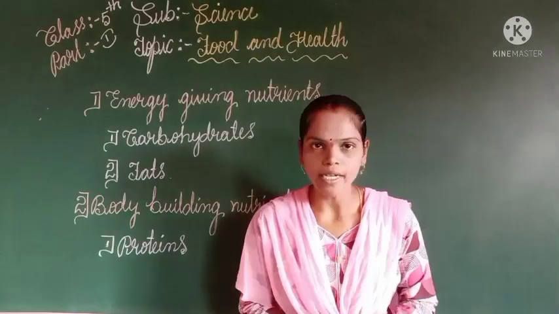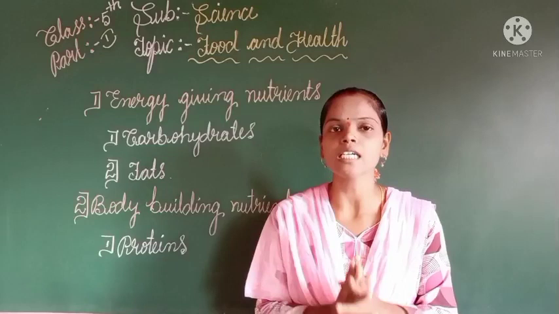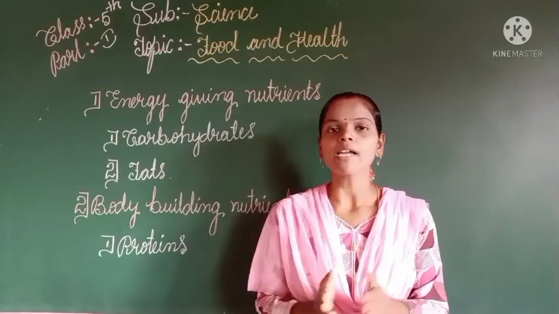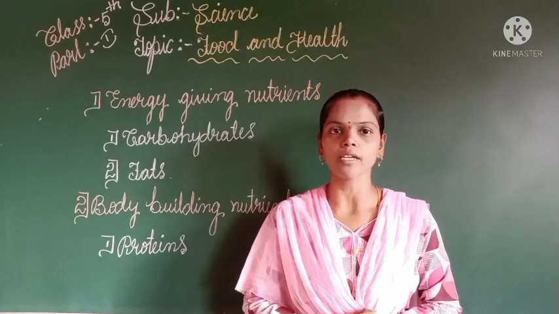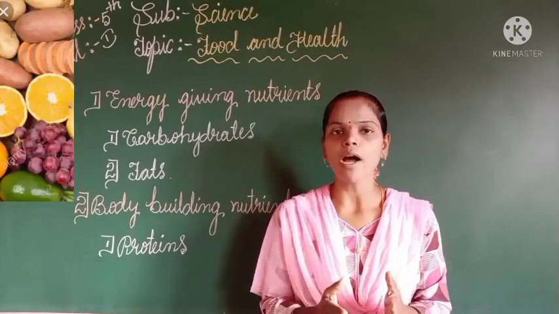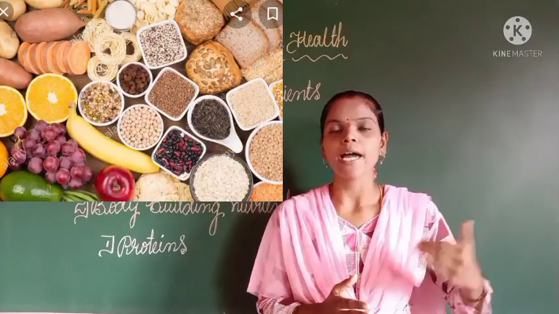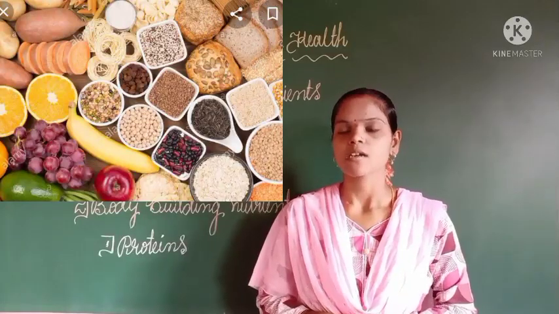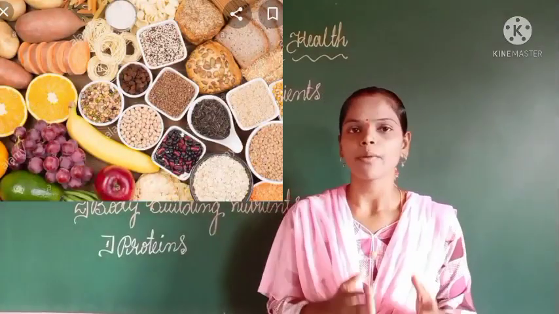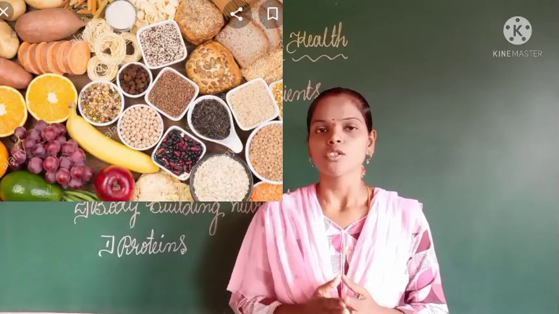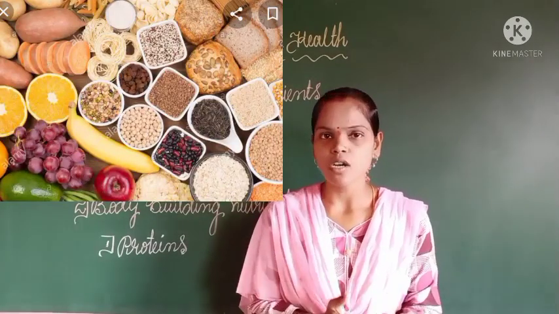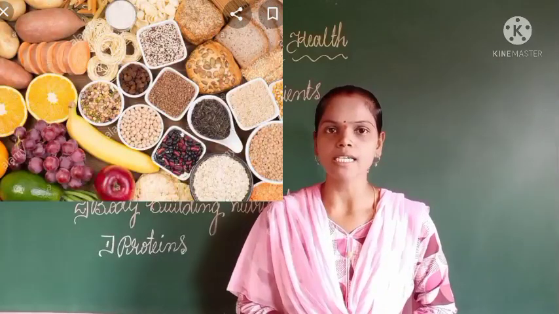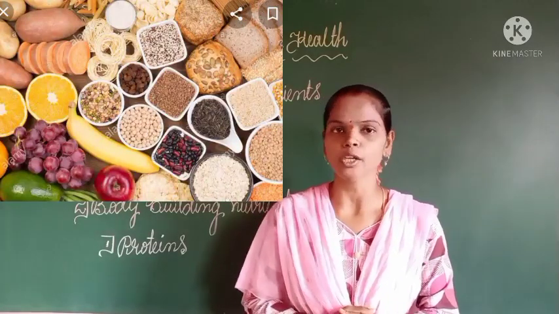Carbohydrates are one of the energy giving nutrients. Why is carbohydrate considered as one of the energy giving nutrients? Because it provides more energy than the other nutrients. Carbohydrate foods are bread, pasta, sugar, syrup and cereals. Such kinds of food items are considered as carbohydrate nutrients.